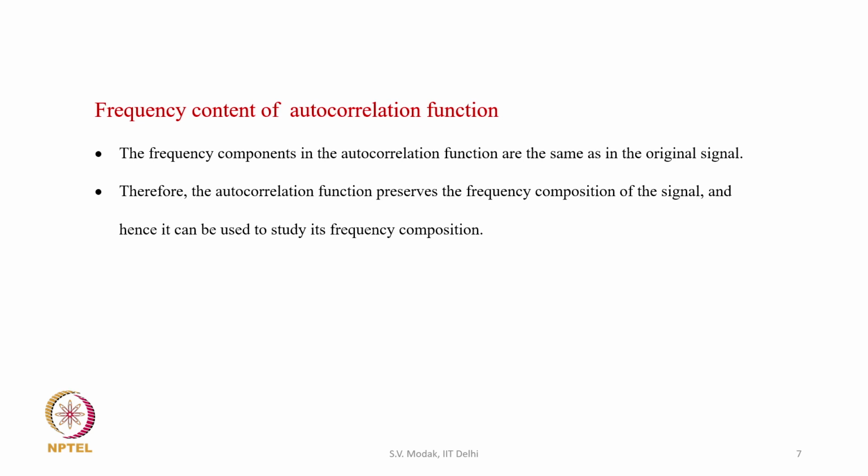So, the autocorrelation function preserves the frequency composition of the signal, and hence it can be used to study the frequency composition of the original signal. But as we saw, the phase of the harmonic components does not appear in the autocorrelation function. So, the phase information of those different frequency components is lost in the autocorrelation function.